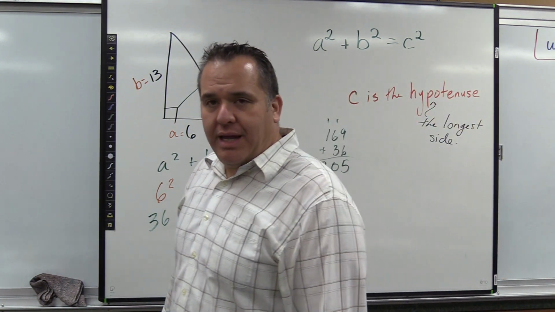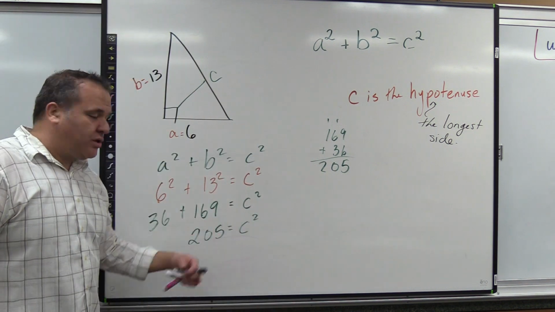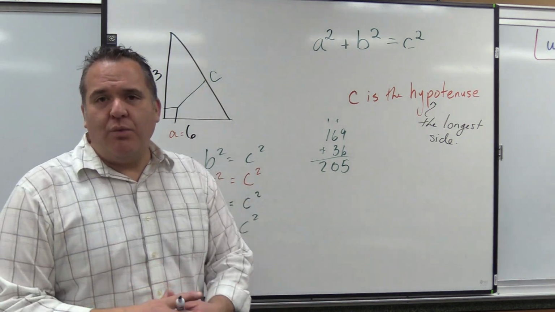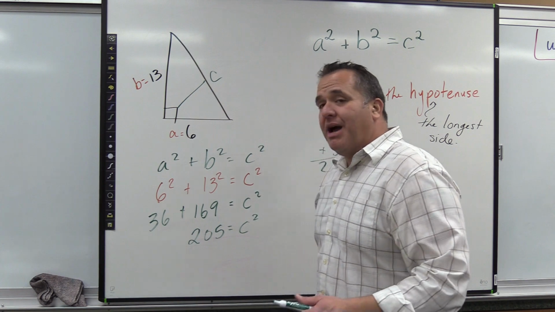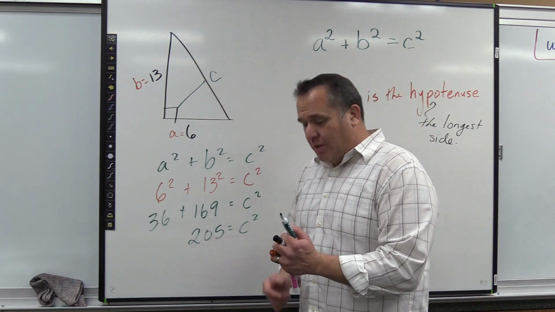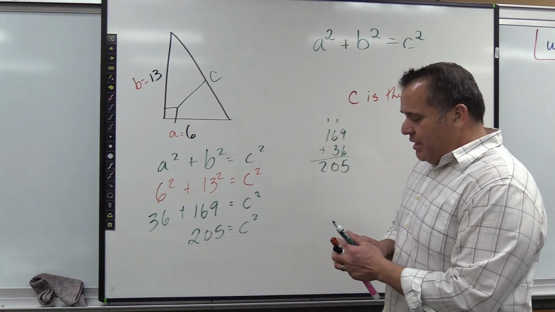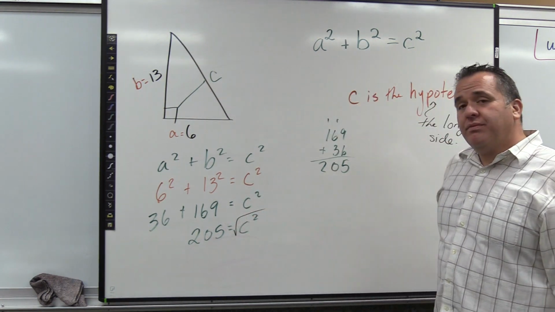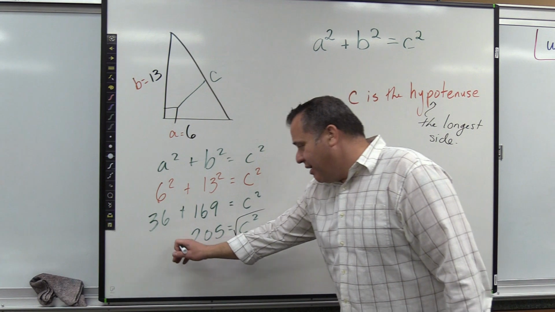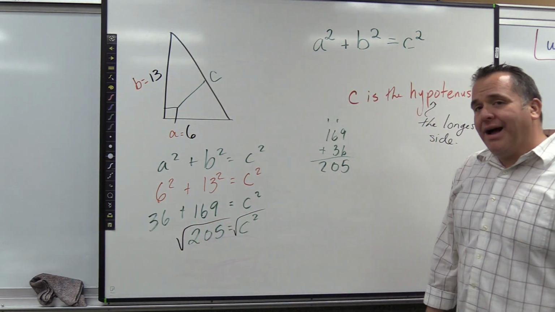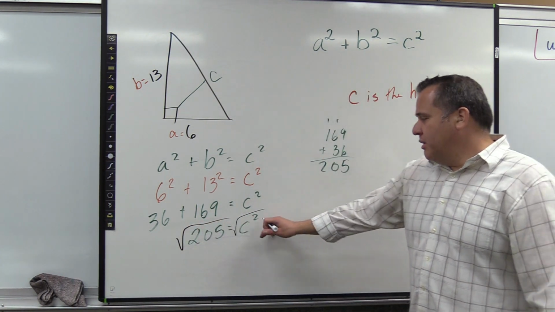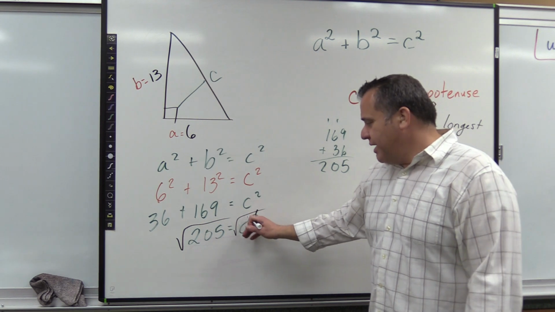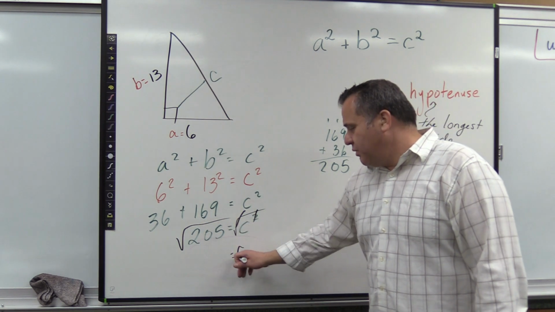Now what I'm going to do next, we have to get rid of the square. And the way we get rid of the square, once again, is by using the square root. So here we go. How do I do it? I do it just like this. I'm going to square root the C squared, and I'm going to square root the 205. Now, the square roots are going to cancel. I get C is equal to.